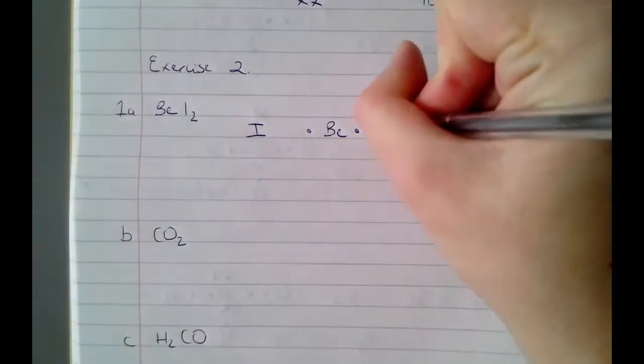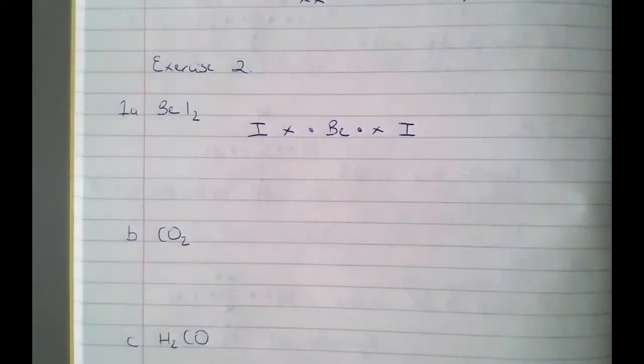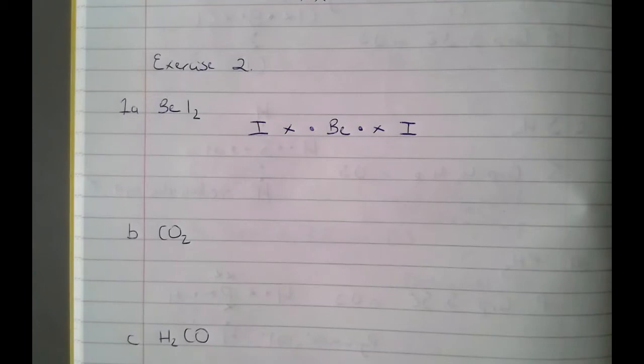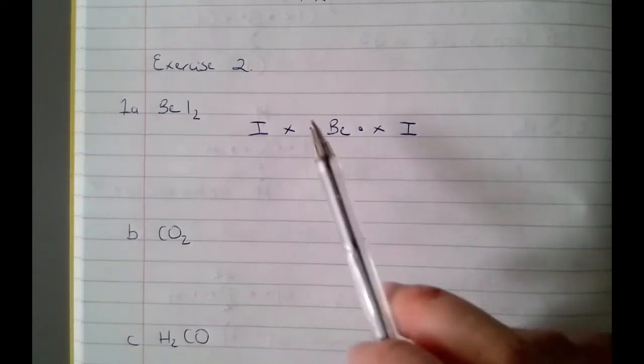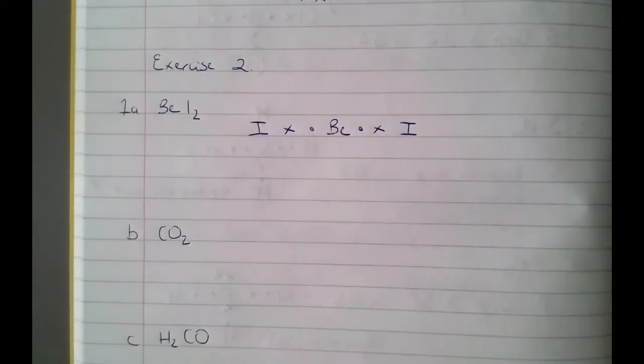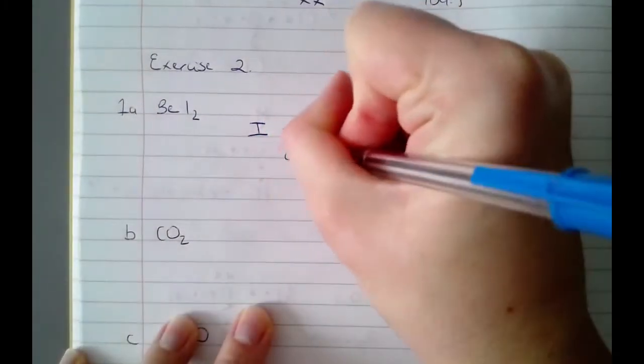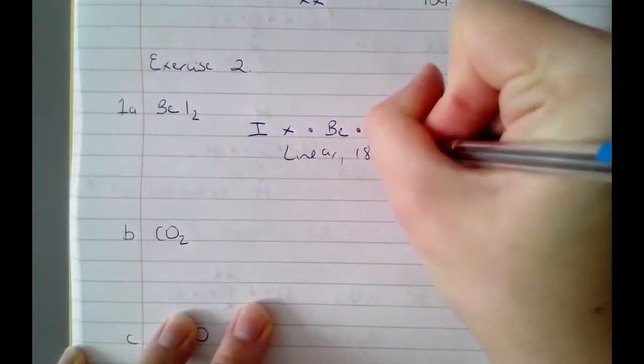Both of those are involved in a bond with iodine, okay? It can't be forming a double bond because it's only got 2 outer shell electrons. It's got 2 iodines to bond with. It doesn't have any electrons left over for double bonds or triple bonds. It also doesn't have any electrons left over for lone pairs. Both electrons have already been used in forming 2 bonds to iodine. Therefore, my shape is linear, and my bond angle is 180 degrees.